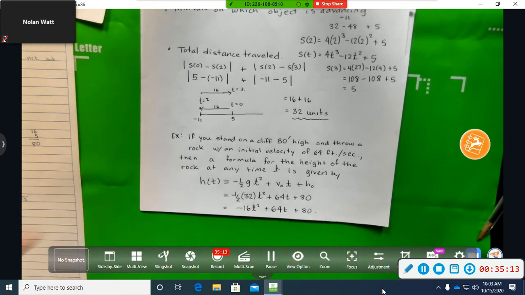80. So if we know its position at any time t, then some of the burning questions that are eating at us are, how high does the rock go? When does it hit the ground? What's its velocity when it hits the ground? So I want to see if you can answer those three questions. How high does the rock go? When does it hit the ground? What is its velocity when it hits the ground?